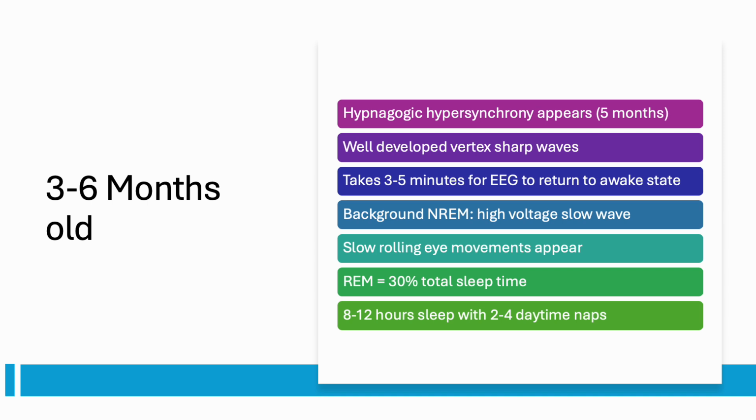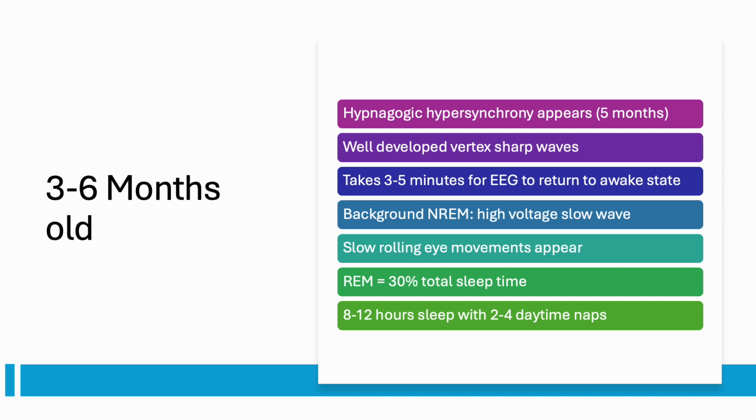At 3 to 6 months, we see hypnagogic hypersynchrony, which is the burst of delta waves similar to trace alternant, but the inner bursts now are just continuous EEG without so much low activity comparison-wise. The vertex sharp waves that began not too long ago have matured and are well developed, typically occurring in non-REM 1. When these infants wake up, it takes the EEG a while, sometimes 3 to 5 minutes, to return to normal awake EEG, or just their normal brain function.